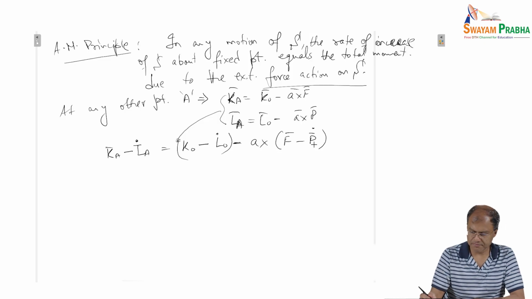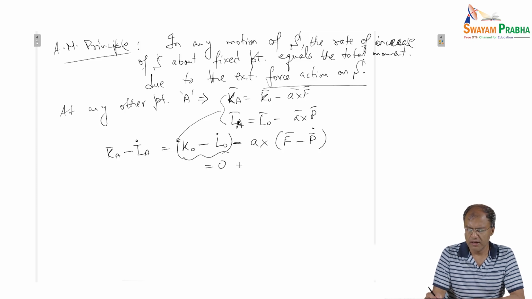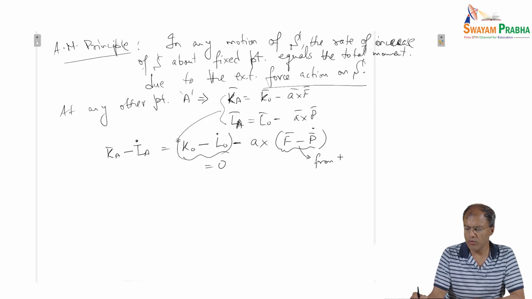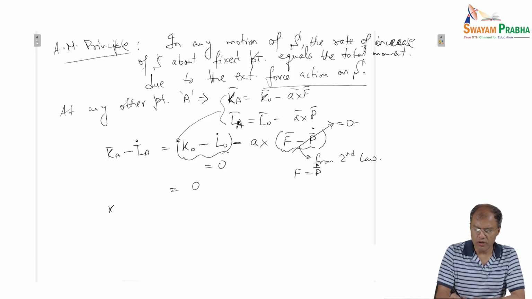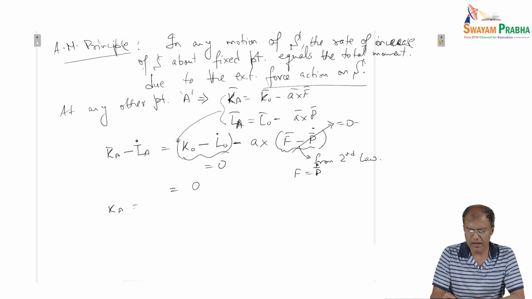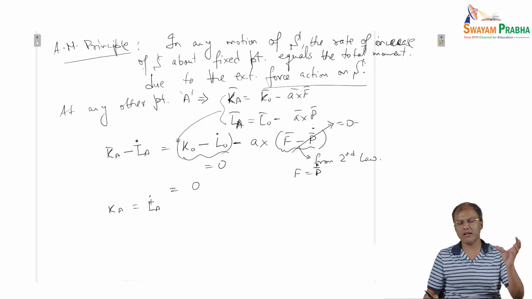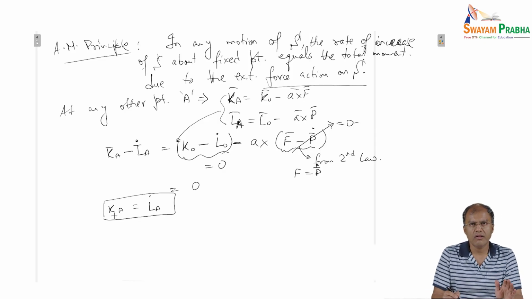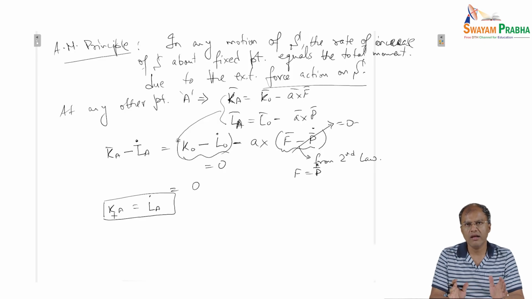What we saw was K0 was equal to L0 dot about the origin, and the external force F is equal to the rate of change of linear momentum, from Newton's second law. So F is equal to P dot, and so this is 0, and this is 0. So what we see is that the angular momentum principle, KA equals LA dot, holds for any point, not just the origin, but any other point as well. That is the beauty of this relation, that we can translate and still apply this principle at a new point. The formula remains the same.